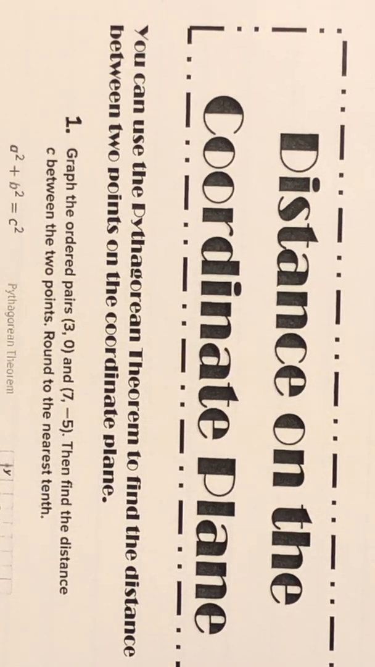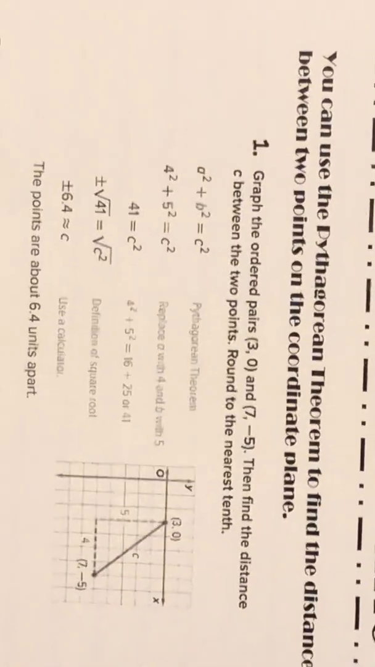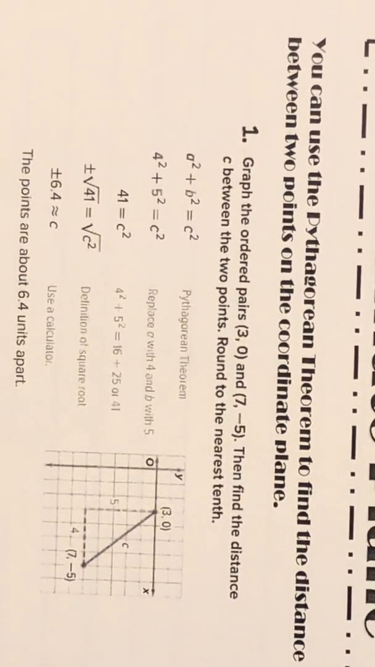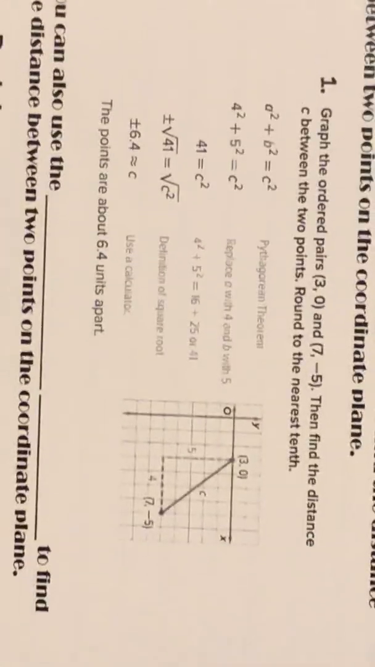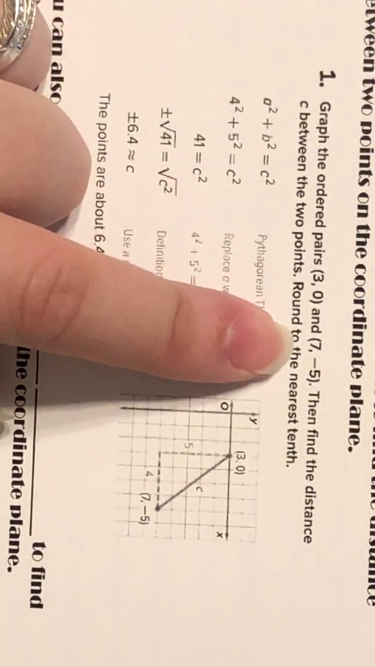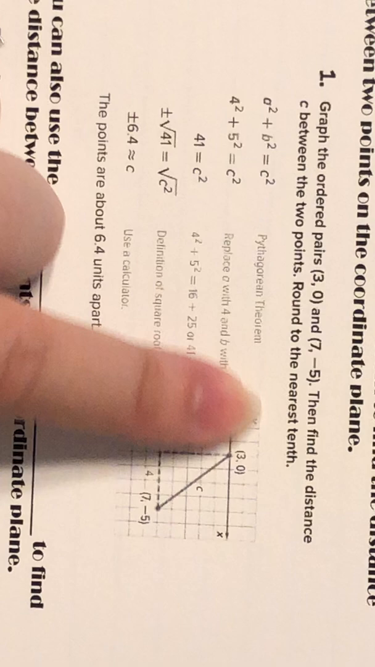This is Chapter 5, Lesson 7, Distance on the Coordinate Plane. You can use the Pythagorean theorem to find the distance between 2 points on the coordinate plane. So, for number 1, I can graph the ordered pairs (3, 0) and (7, -5), then find the distance c between the 2 points. Round to the nearest tenth.